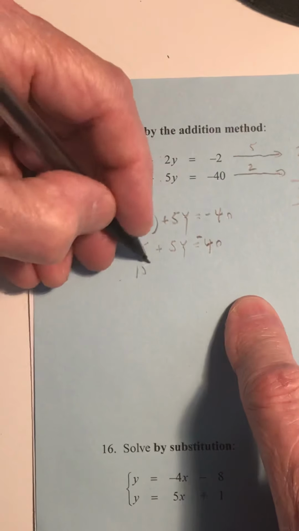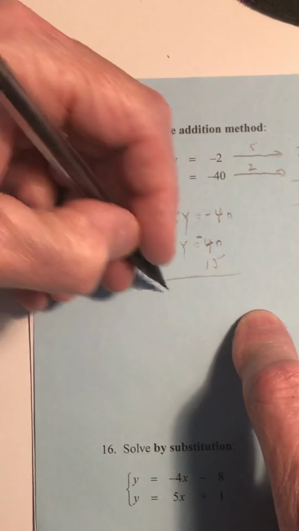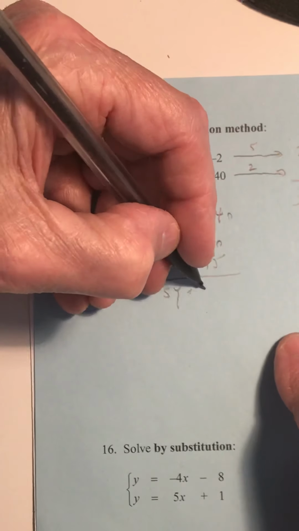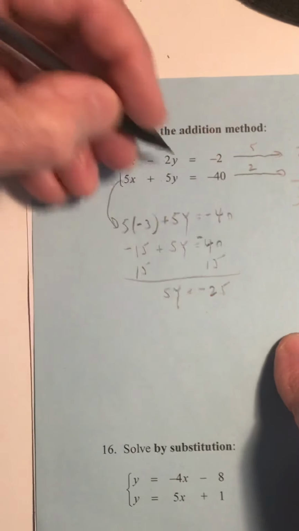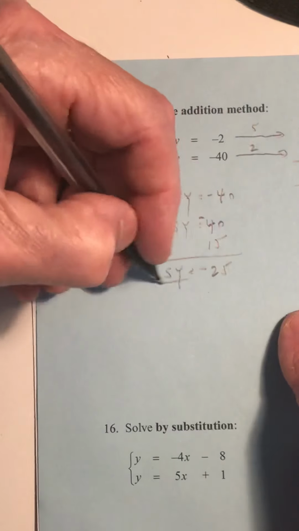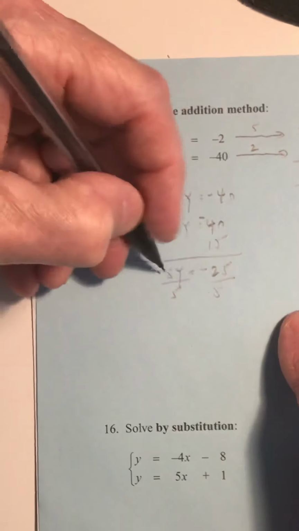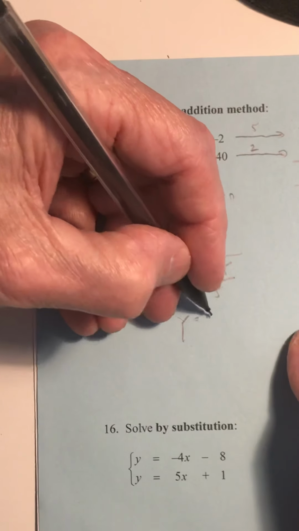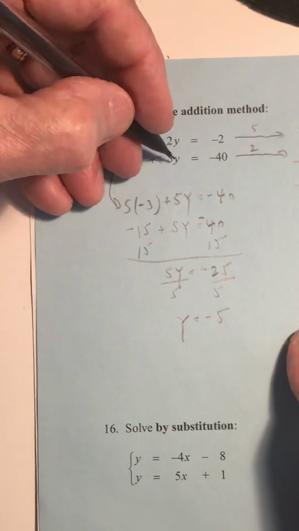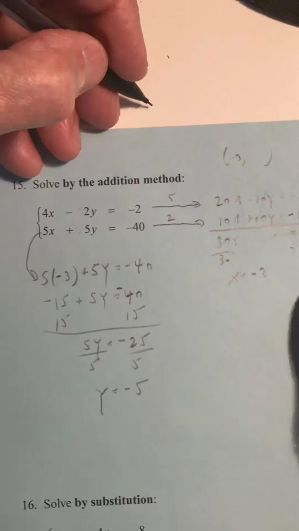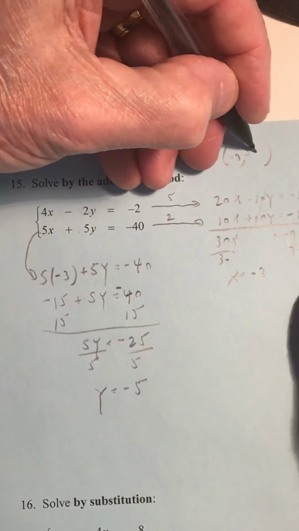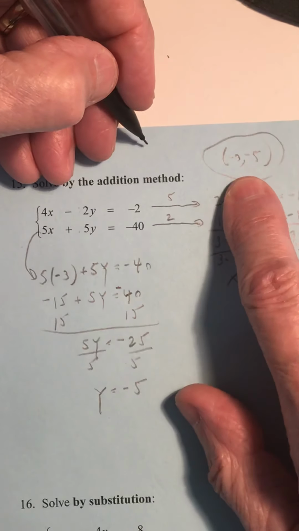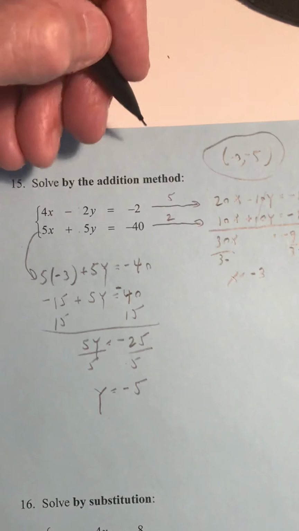Add 15 to both sides. And I get 5y equals negative 40 plus 15 is negative 25. And divide by positive 5, I get y equals negative divided by positive is negative, 25 divided by 5 is 5. So negative 5 for y. So here's the solution. Negative 3 for x, negative 5 for y. We're just writing negative 3 comma negative 5.